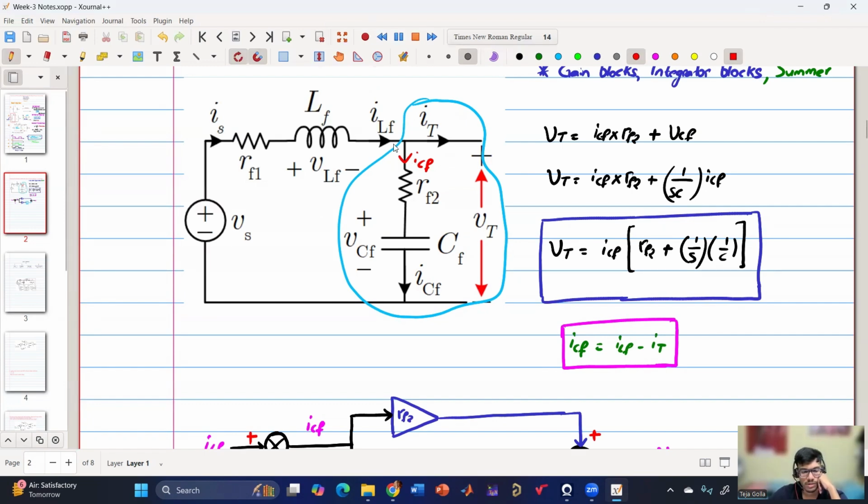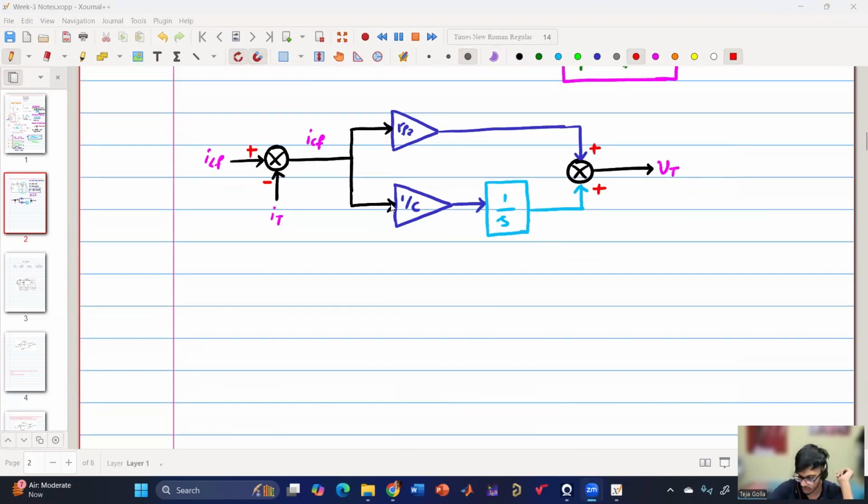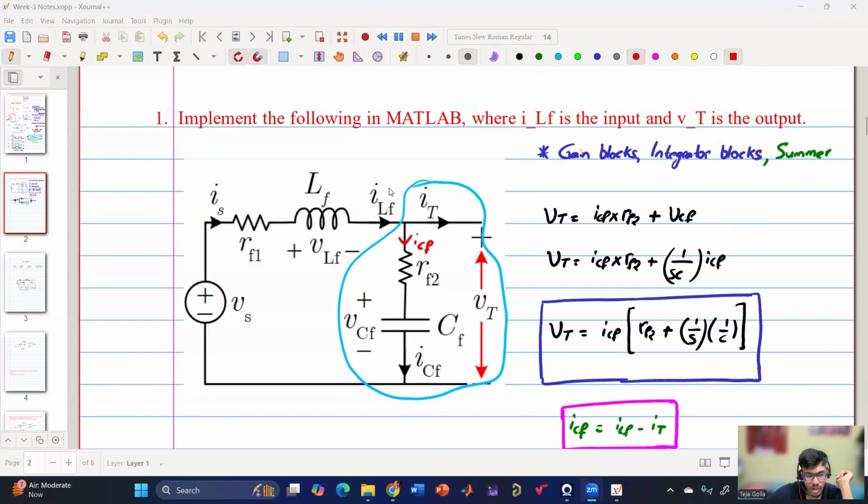Just one clarification here. The inductance will come as SL, that will come as a product. But an S block is not available, so we have to express it in the form of 1 by S only. Yes, very good. That's a very good point. He's right.